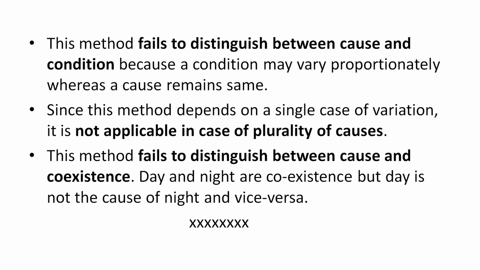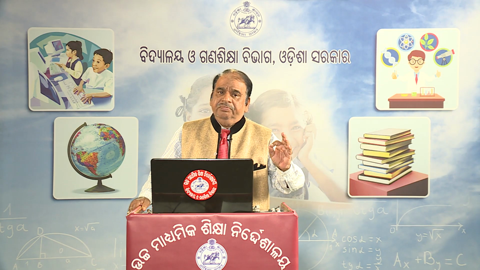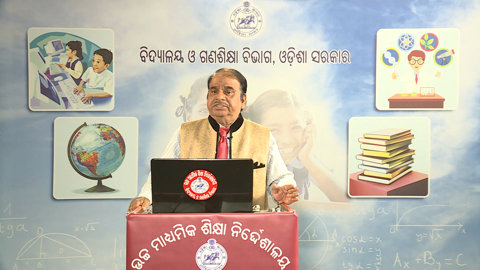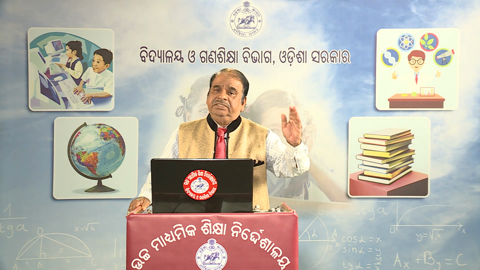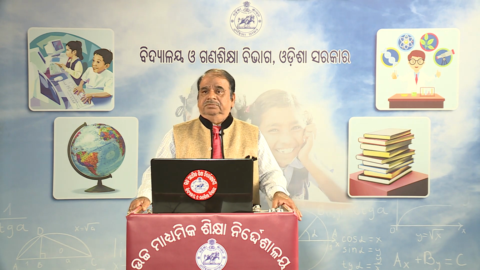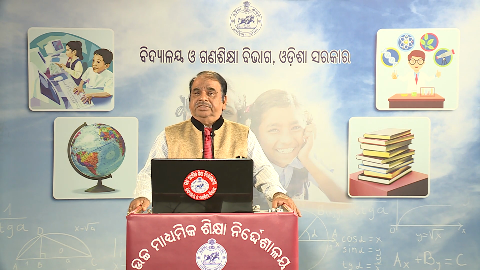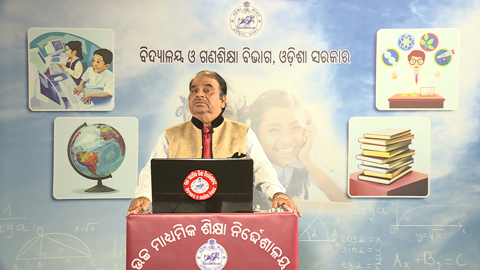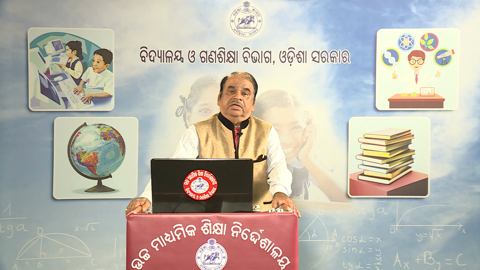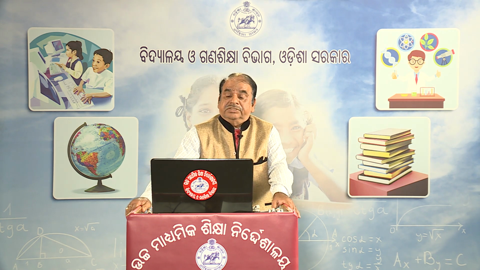Now, this method is not applicable in case of plurality of causes. We can only make an attempt in case of plurality of causes with the help of the joint method of agreement and difference, but all the three other methods are incapable of helping us in deciding the causal relationship in cases of plurality of causes.